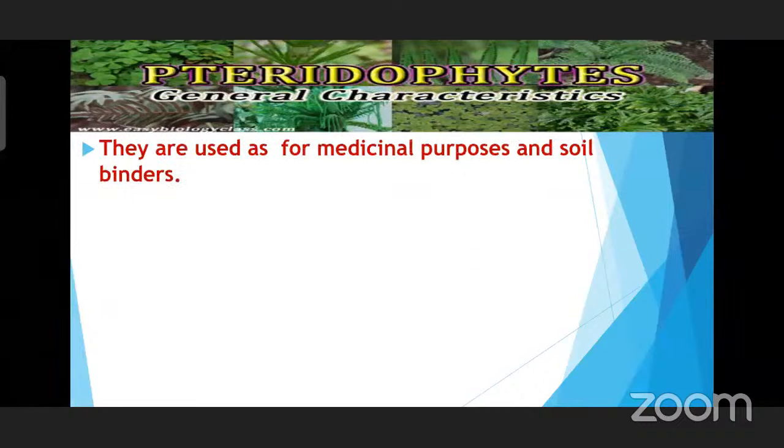They are used for medicinal purposes and as soil binders, and they are ornamental also. Ornamental purpose means they are very attractive. Even though they are not bearing any flower, their plant body is very attractive. So ornamental as well as medicinal purpose, and soil binders like the mosses, the bryophytes. So the pteridophytes are also good soil binders. They are tiny plantlets growing on barren areas, and they help in avoiding soil erosion due to air and rainwater. So they are good soil binders.